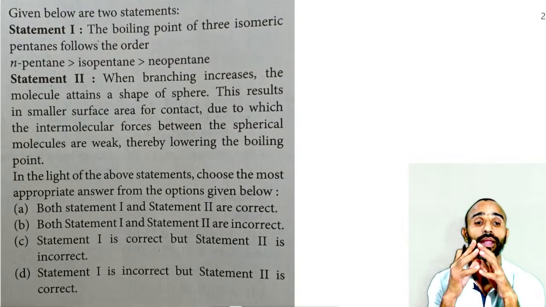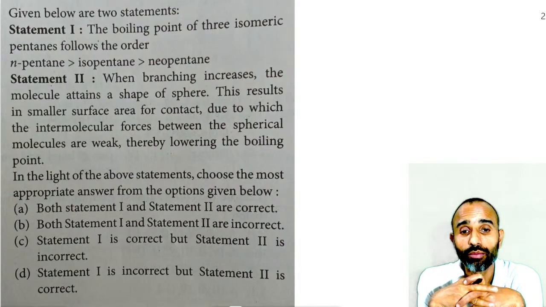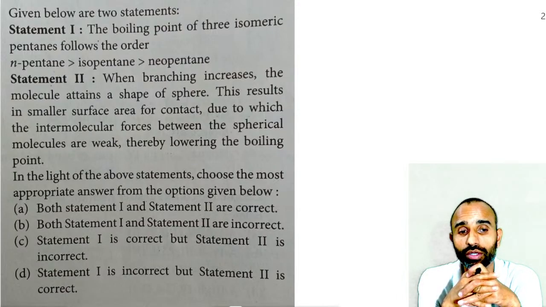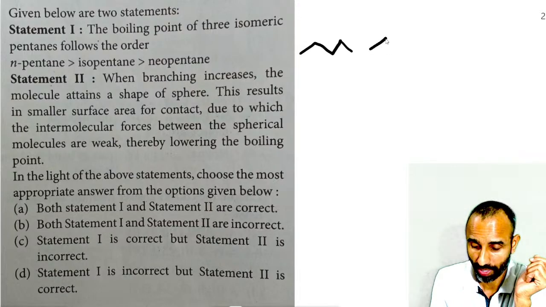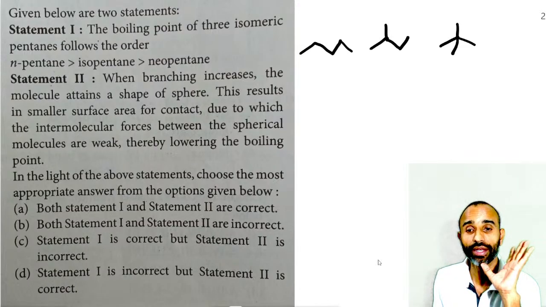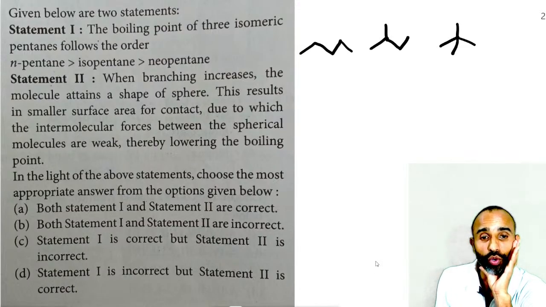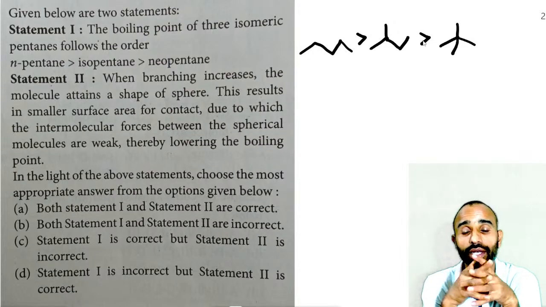Okay. There are two statements. One is boiling point of three isomeric pentanes. Follow the order: normal pentane 1, 2, 3, 4, 5. Other is isopentane, and last one is neopentane. So boiling point of normal pentane is greater than isopentane, which in turn is greater than neopentane.